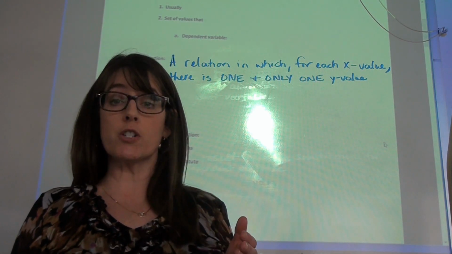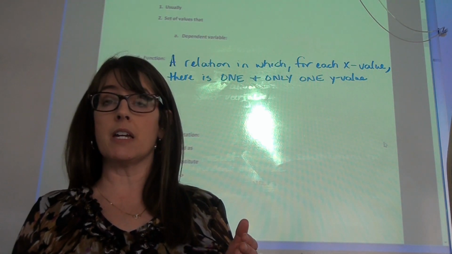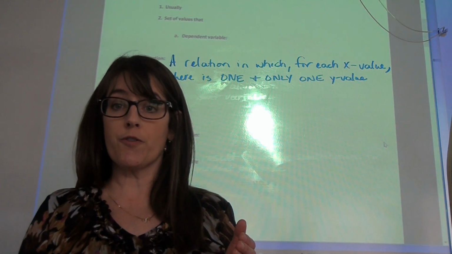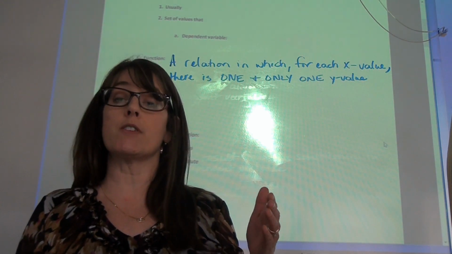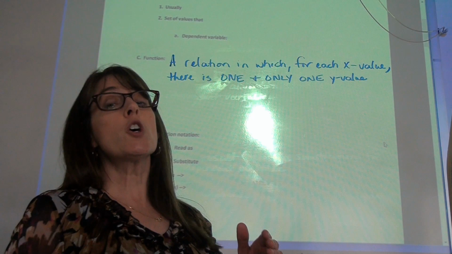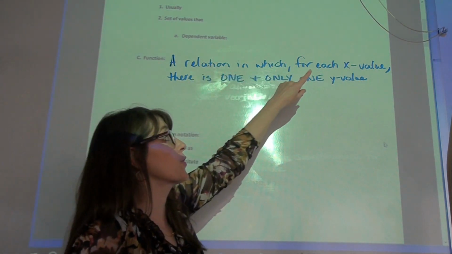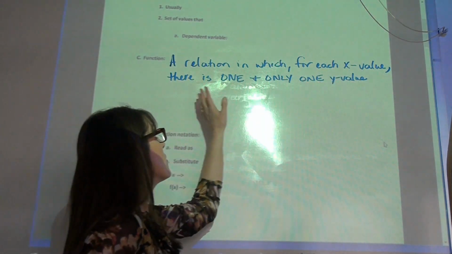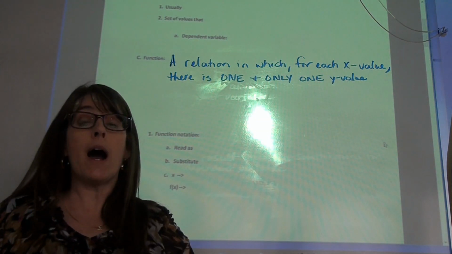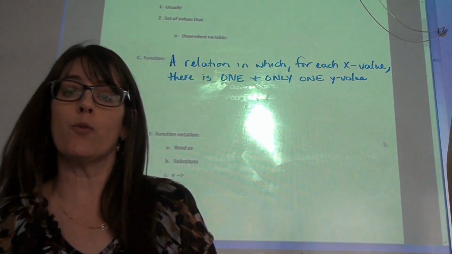So all functions are relations, definitely, but not all relations are functions. Only the relations that have a special characteristic are functions. So the definition of a function is, it's a relation, definitely, in which for each x value, there is one and only one y value. So let me give you a visual of what that would mean.